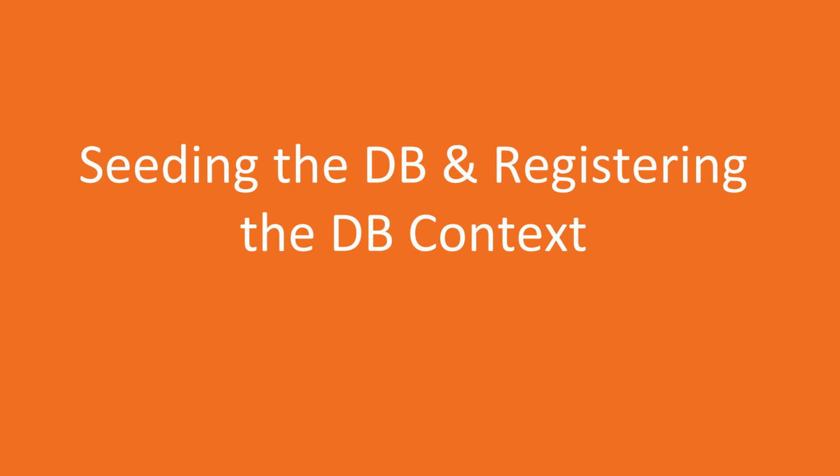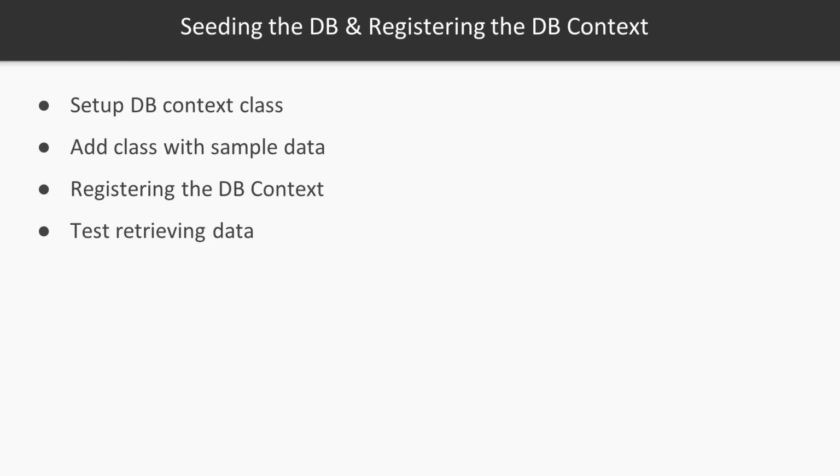Now that we have our schema set up, there's a few things that we're going to do in this video. We're going to set up the database context class that's going to allow us to see the data. Then we're going to add a class with some sample data. Then we'll register that context and then finally test it to see if we can get some data back. So the first step is to create the database context class that provides access to the data through Entity Framework.